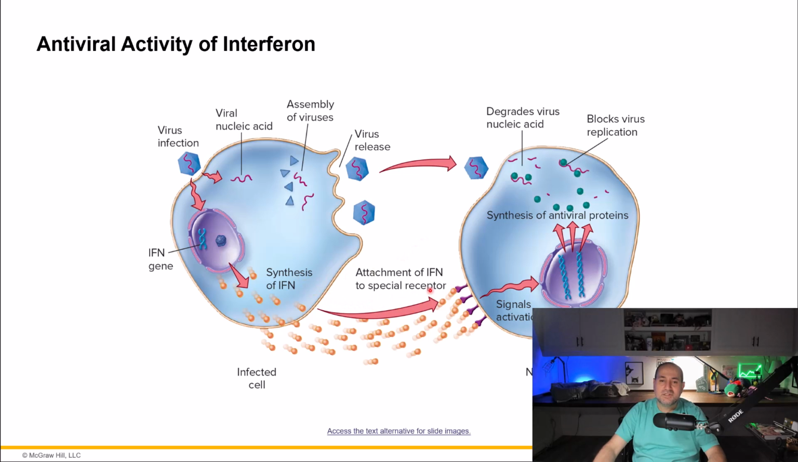The interferon signals to adjacent cells. Those cells can still get infected, they just can't become factories. They can't become viral factories, and the viral replication cycle does not complete. So essentially, the buck stops here. The viral infection stops here.